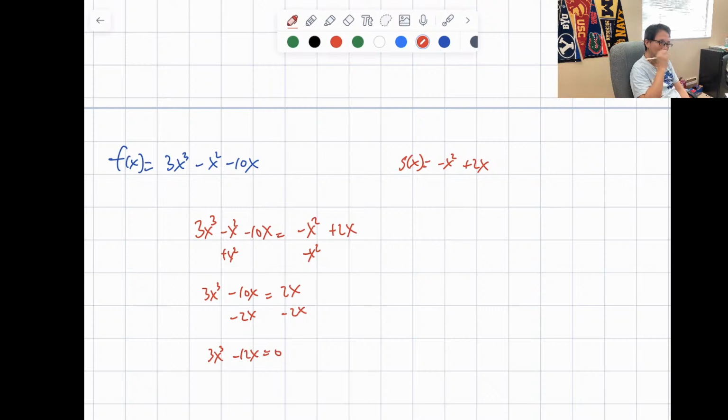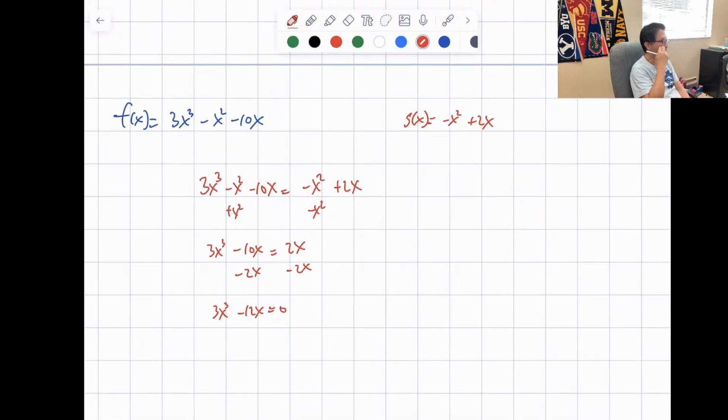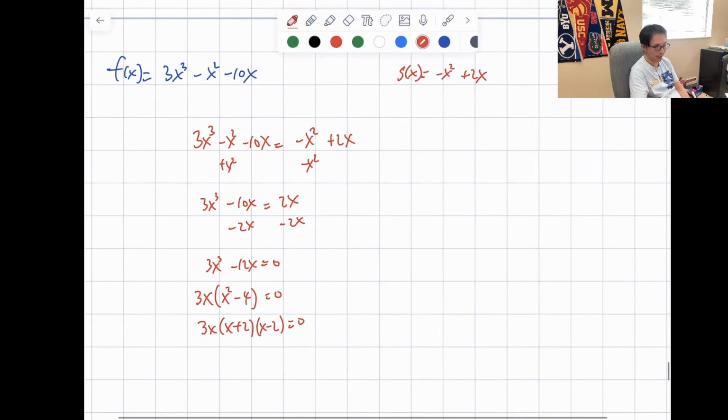Now I'm going to factor out the GCF. What's GCF? Greatest common factor. 3x times x squared minus 4, which is 3x times x plus 2 and x minus 2. So, wow, those are actually 3 intersections: x equal to 0, -2, and x equal to 2.